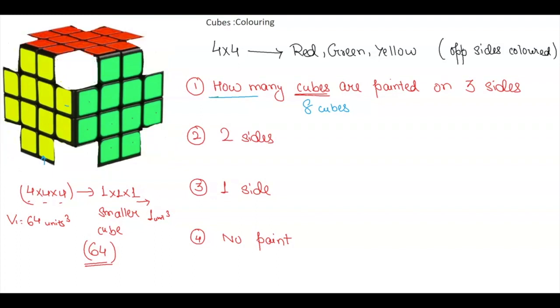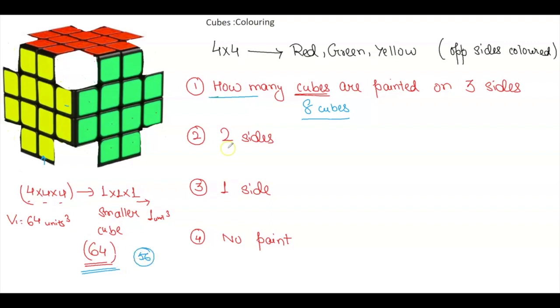You can see that the diagram has changed. What I've done is I took out all the 8 cubes which have 3 sides painted, right? Now this is the figure that we have. There were a total of 64 cubes, out of which I have taken out 8. So I am now remaining with 56 smaller cubes.